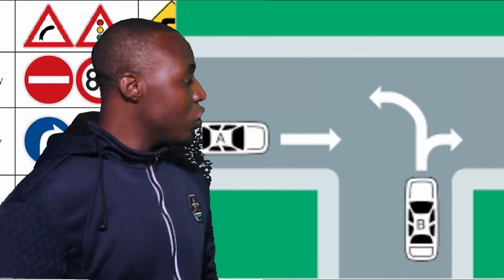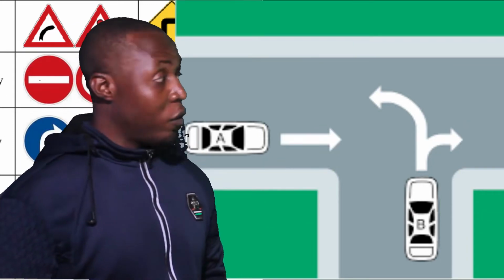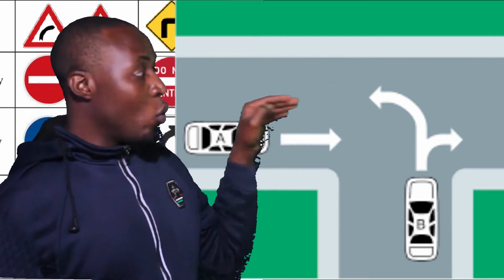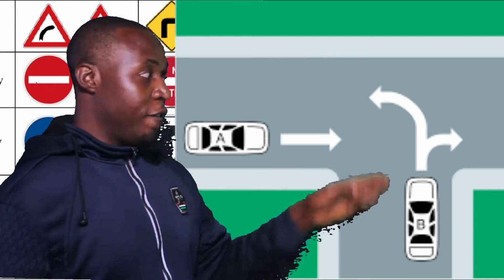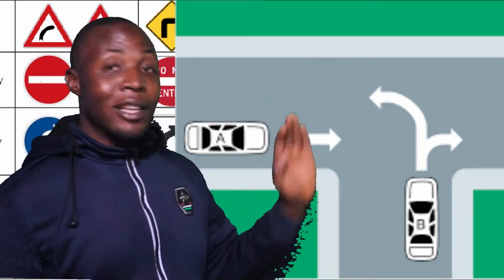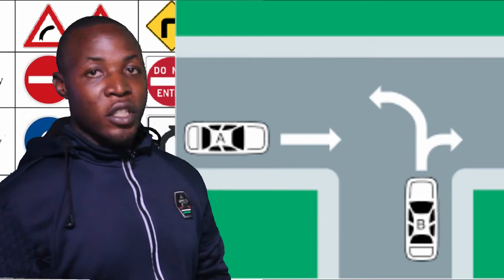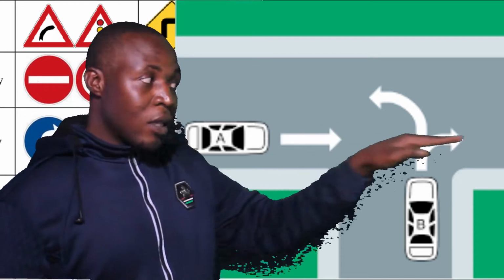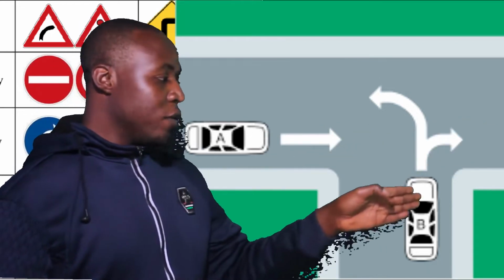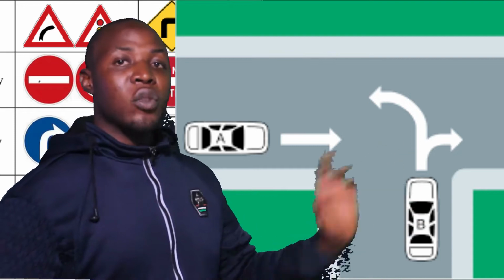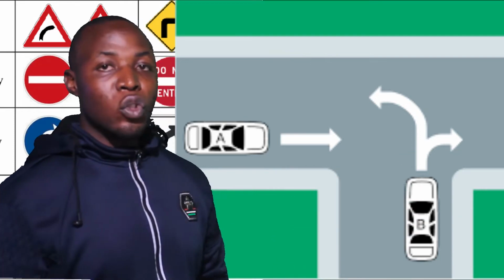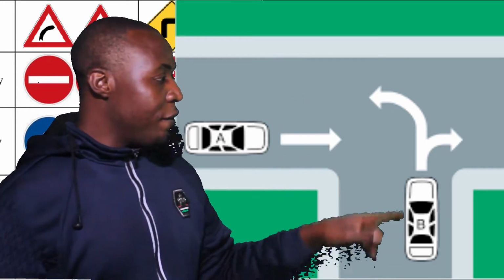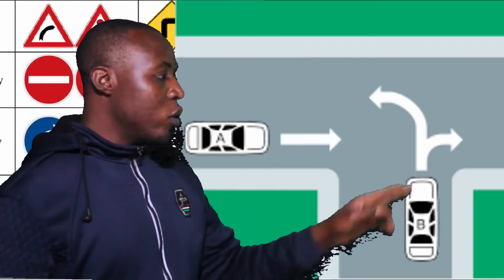Looking at this image, this is the structure of the T-junction. We see two vehicles: the vehicle which is passing, and the vehicle which is coming into the T-junction. The vehicle which is passing just has to pass and go straight. The vehicle which is entering the T-junction has two directions to go: either to the left, or to the right.